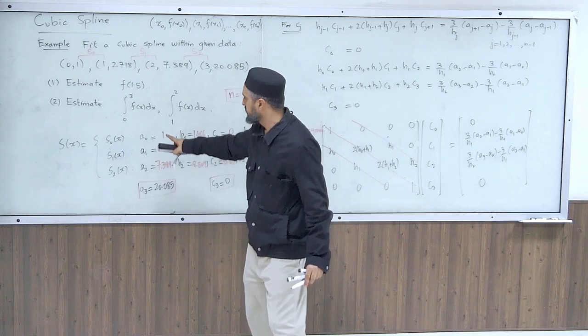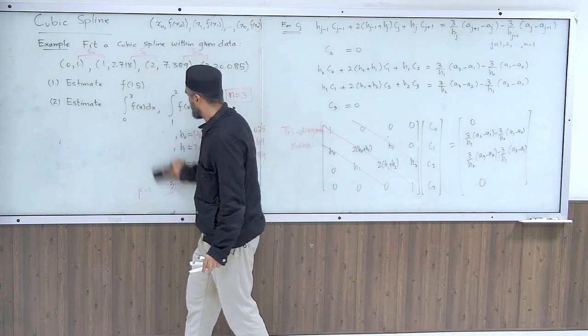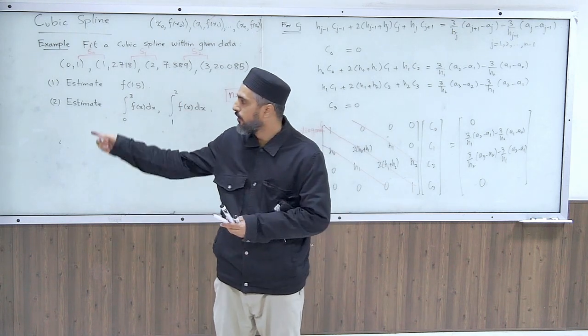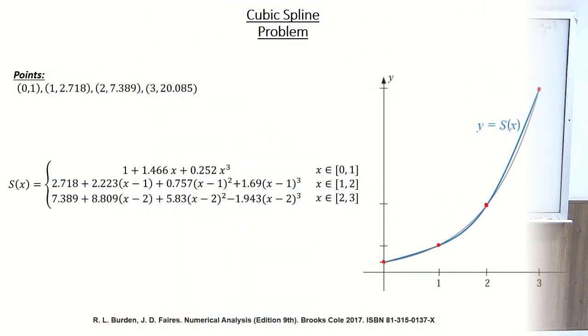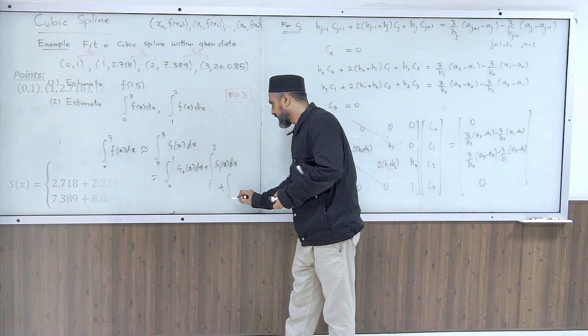So, if I ask you to take the integration from 0 to 3 of f of x, how are you going to do that? The integration of f of x is approximately equal to the integration of S of x. And we know what S of x is. S of x is S0 from 0 to 1. From 1 to 2, it is S1. And from 2 to 3, it is S2.